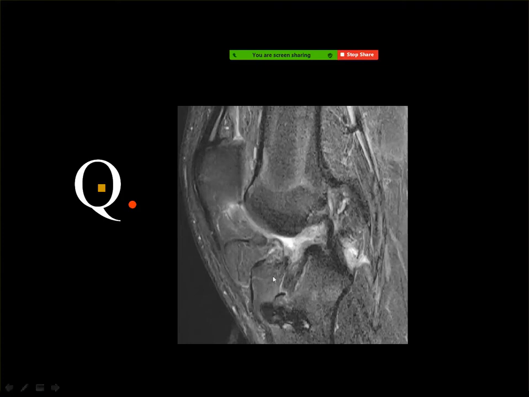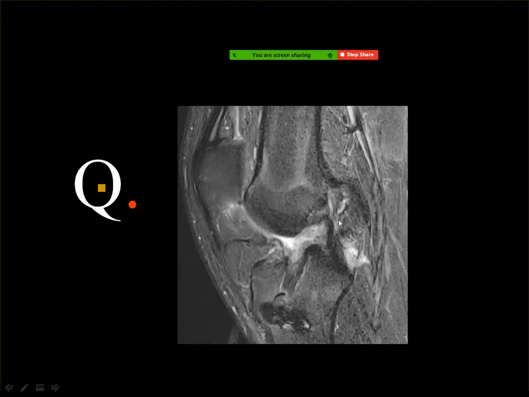Cyclops lesion is present here in this particular area in the anterior knee joint space. But where is the graft? Failed, yes. The graft here should be more or less similar to the posterior cruciate ligament, but the graft is not present. It is replaced by fluid.